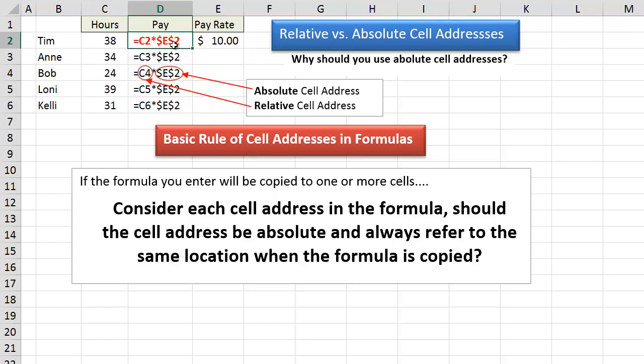Then I come over here and I enter the E2 and I ask myself the same question. Do I want that always to point at the same location? Well, the pay rate's in cell E2. It will never be anywhere else. So in every formula, I want it to be E2. All the way down, I want it to be E2. So to effect that, I simply put those dollar signs in. And the shortcut for putting those dollar signs in there is hitting the F4 key. The F4 key will actually automatically put the dollar signs in. You could type them manually if you wish, but the F4 key is a nice convenience. On some laptop computers, you might have to hold the function key down and then hit your F4 key to get that to work. Let's take a look at an example.